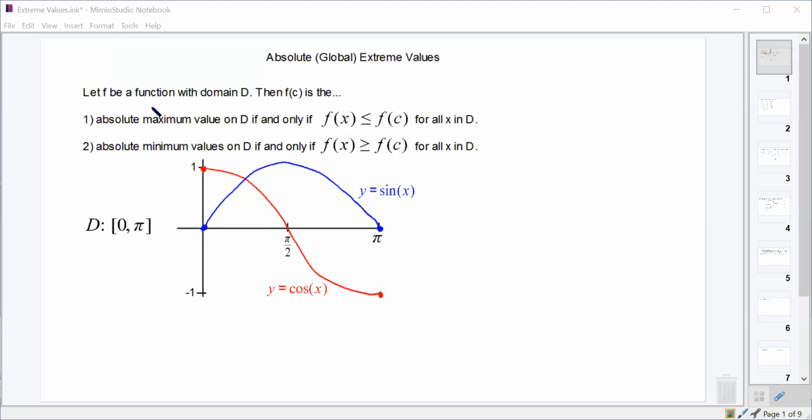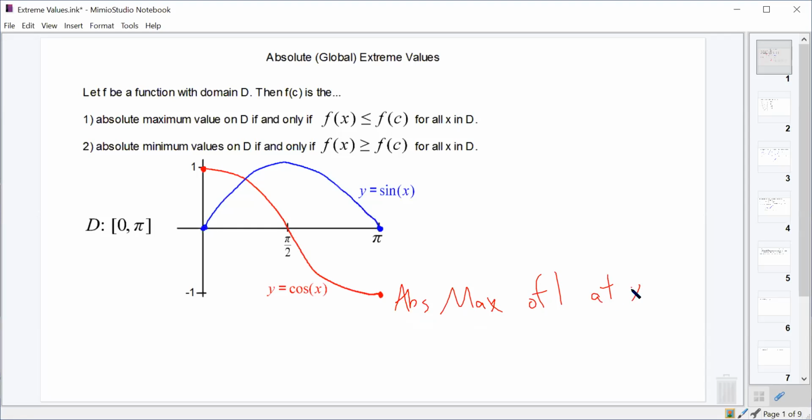All right. So let's talk about cosine of x on the interval from 0 to pi. Does it have an absolute maximum? Is there an absolute highest point on the graph of this from 0 to pi? Is there a highest point on the cosine function? Yes, and it is 1. There's an absolute max of 1.